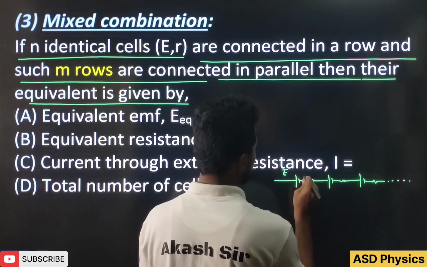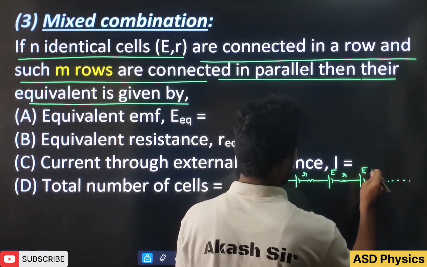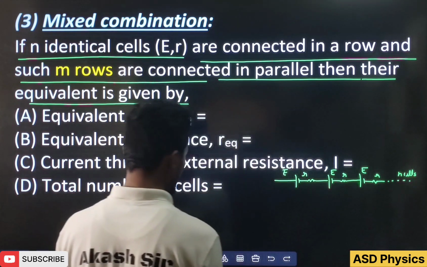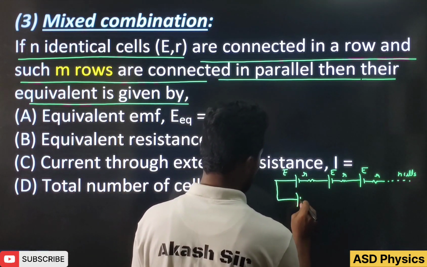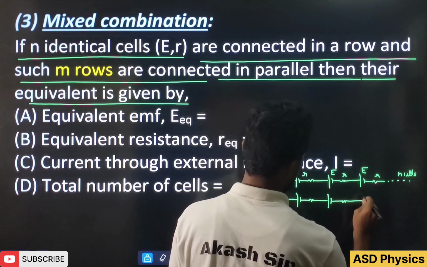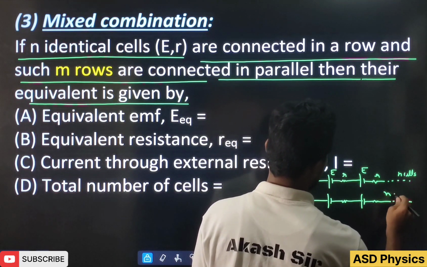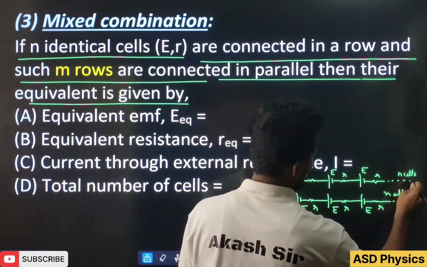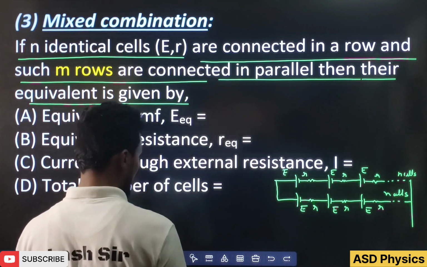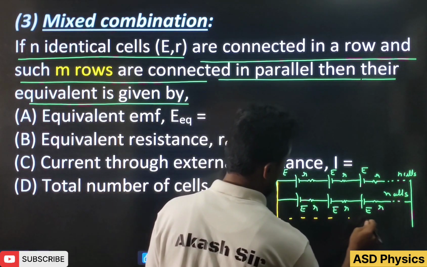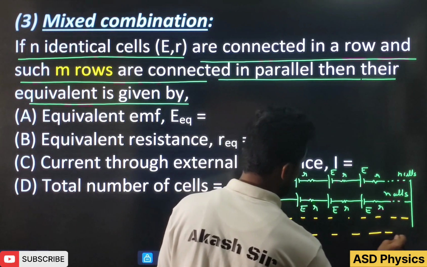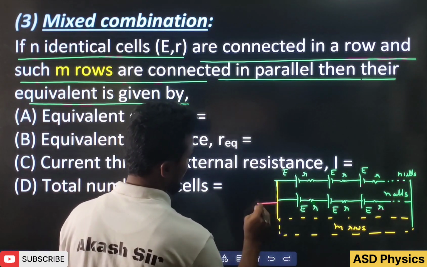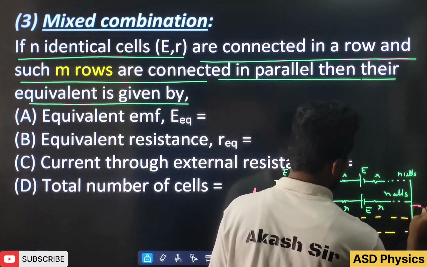So see here, this is E r, E r, E r, and here how many cells are there? N cells are there. Similarly here also, E r, E r, E r, N cells are there. And like that, students, how many rows are there? If I draw like this, M rows are there. And across terminals A and B, we can connect the external load.